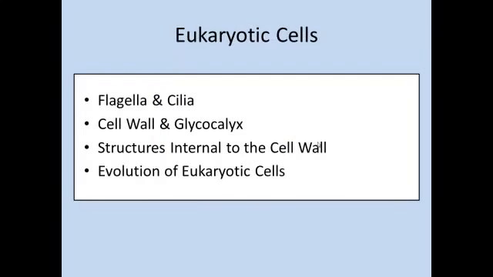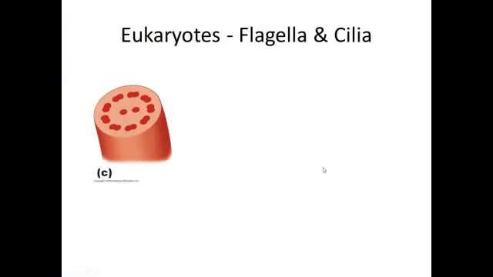On to eukaryotic cells. As you may remember, eukaryotic cells have a nucleus. That's what separates them from the prokaryotes. And we're going to discuss flagella and cilia, the cell wall and the glycocalyx, structures internal to the cell wall, and evolution of eukaryotic cells. Eukaryotic flagella have a much different structure than prokaryotic flagella. For one thing, they're encased in a membrane.